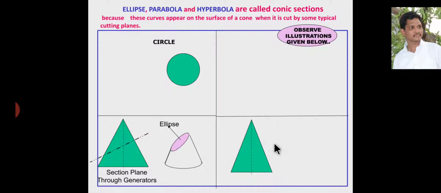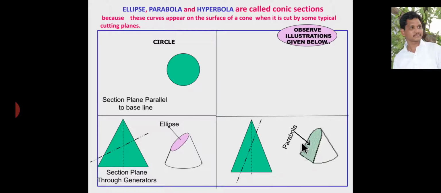Similarly, in case of parabola, here this is a section plane. The section plane is parallel to one of its generators, and it also cuts the base of the cone and one side of the generators. Then the section is a parabola. In this case the section plane is parallel to one of the generators, and it cuts the base.